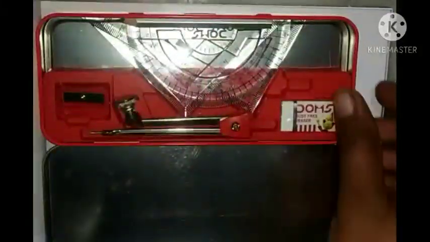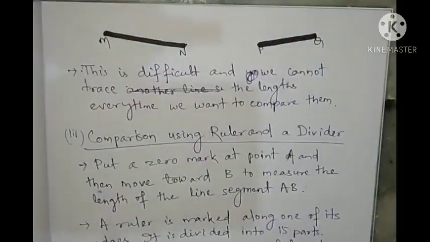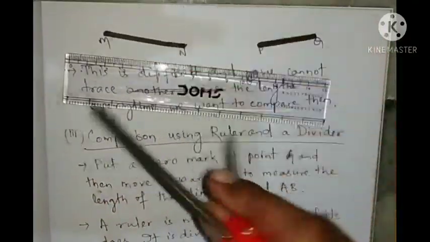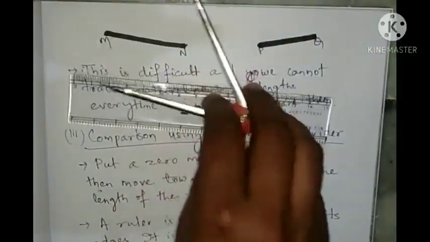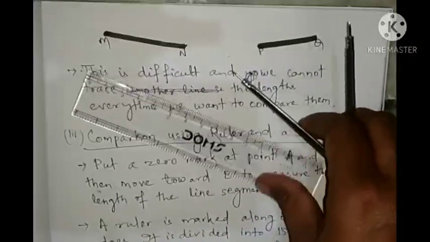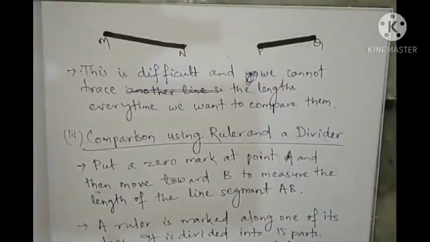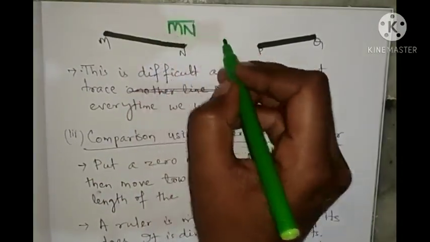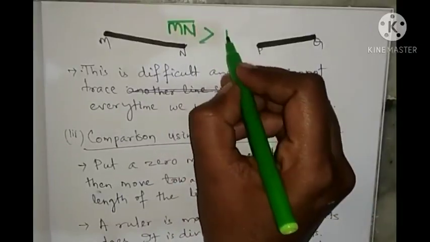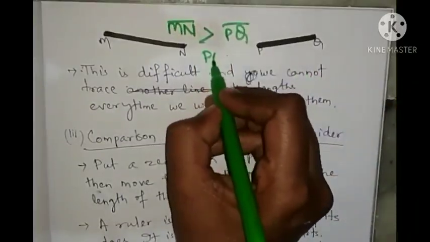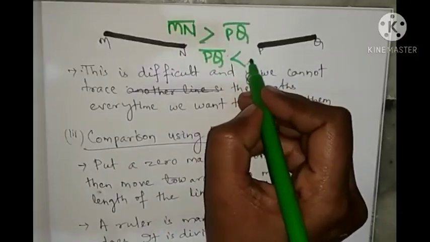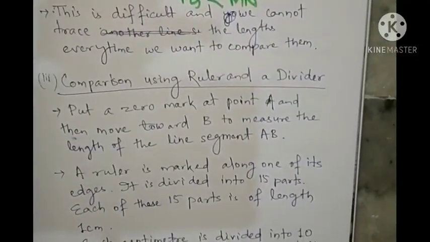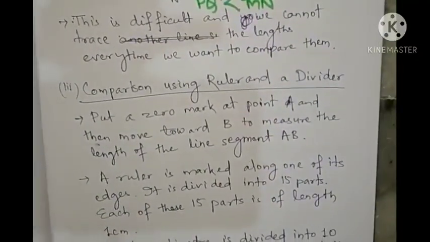Whatever they have given, we will see first. This is your ruler, this is your divider. By using these two, we will do the comparison, meaning which line is bigger and which line is smaller. Here I have forgotten to write: you can write that line segment MN is bigger than line segment PQ, or that line segment PQ is smaller than line segment MN. So let's see comparison by ruler and divider.